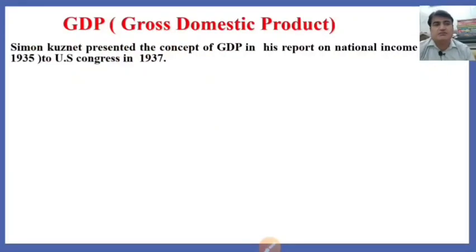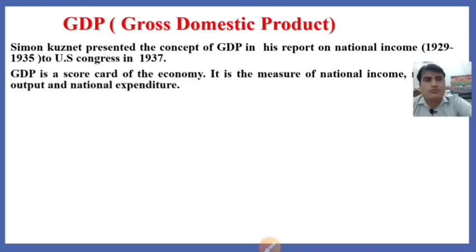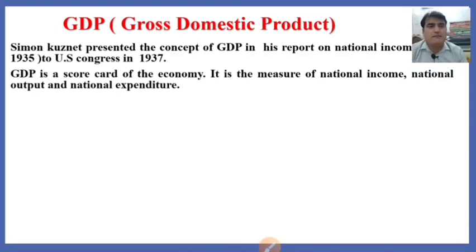What is GDP and who introduced the concept of GDP? Simon Kuznets presented the concept of GDP in his report to Congress in 1937. What does GDP show? What is the importance of GDP? What do we understand from the GDP? GDP is a scorecard of the economy. It is the measure of national income, national output and national expenditure.